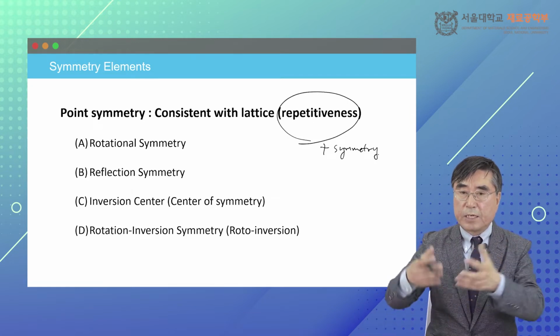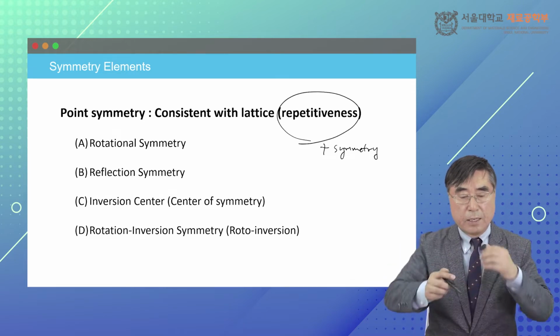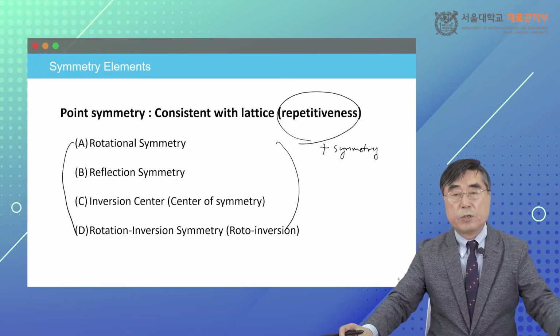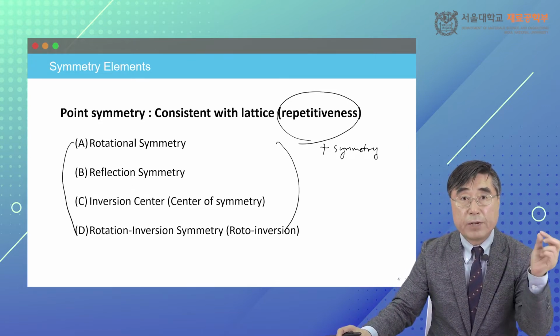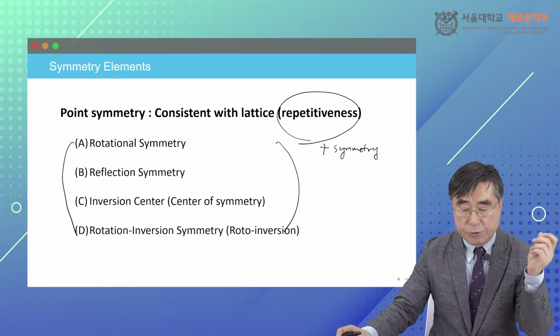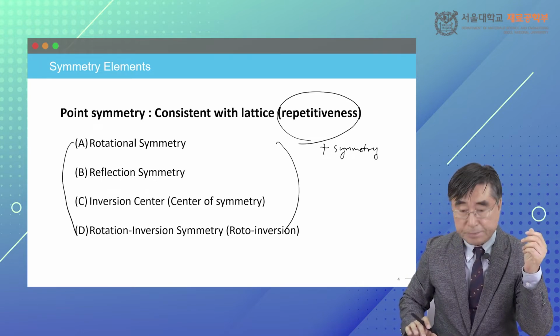Then we systematically build up this arrangement of lattice points, okay? And in order to do that, there are some basic symmetry elements, which we call rotational symmetry, reflection symmetry, inversion center, and rotation-inversion symmetry. And these are what I would like to discuss with you this time.